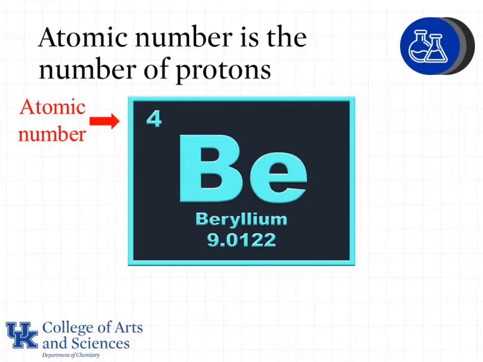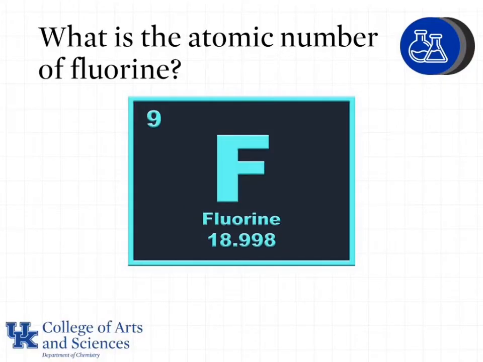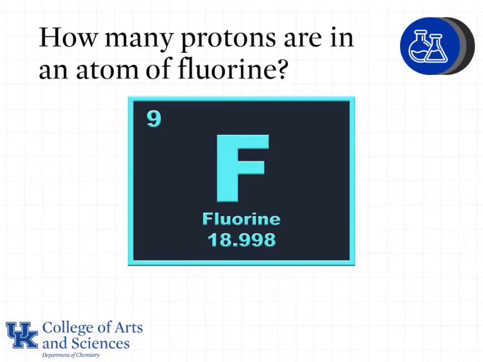If we change the number of protons, we change the identity of the atom. So what is the atomic number of fluorine? We see that fluorine has an atomic number of 9 based on information from the periodic table. How many protons are in an atom of fluorine? The answer to this is also 9. The atomic number gives us the number of protons. If we change the number of protons, we change the identity of the atom.